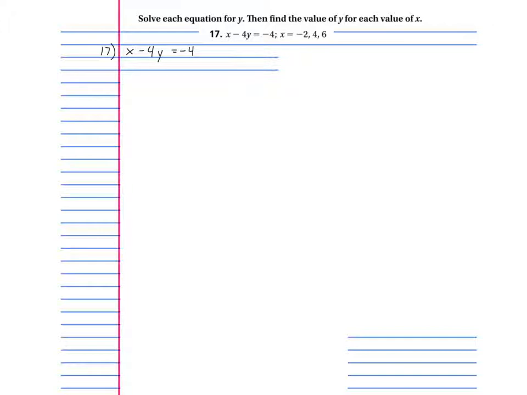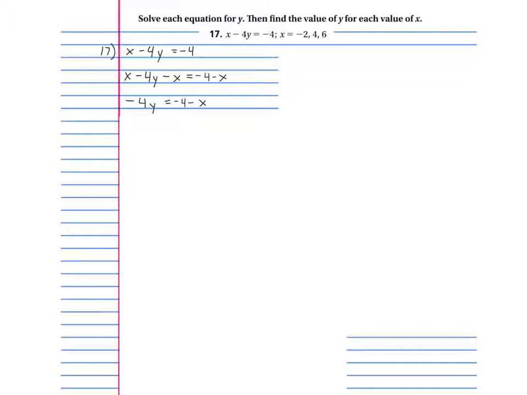So how do we undo that? X, we undo it with a minus x. So we say 4x minus 4y minus x equals -4 minus x. Everything that was already there first, then the minus x. Okay?